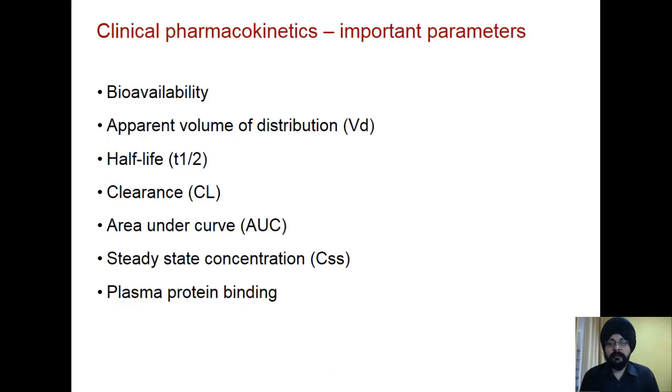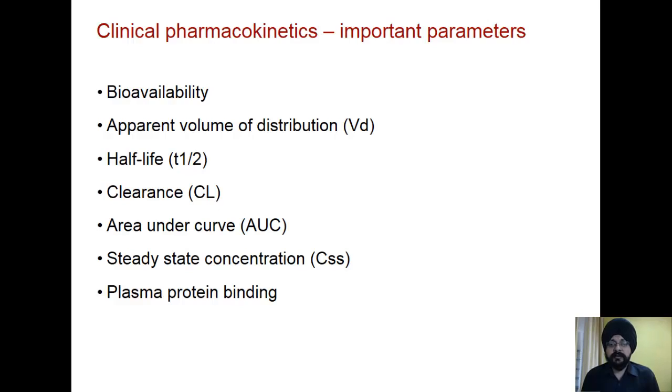The important parameters from the clinical pharmacokinetics viewpoint are the bioavailability of the drug, that is how much of the drug is absorbed through different routes of administration, and the apparent volume of distribution, how distributed the drug is in the body. For example, those drugs which are highly plasma protein bound exhibit a low volume of distribution. Then the half-life of the drug, or the elimination half-life of the drug, is important to determine the time which will be required to obtain steady state plasma concentration.